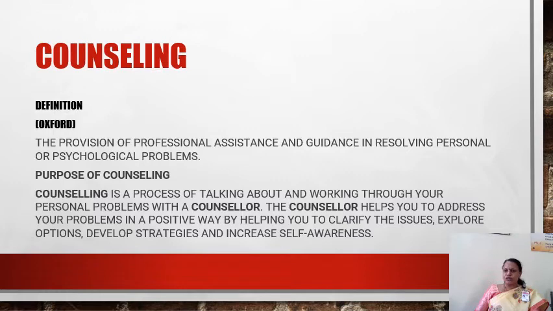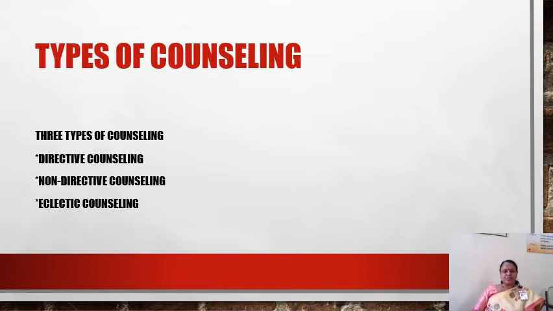In counseling there are two sets of people involved in this process. The first person is the counselor, the professional person who will be rendering the counseling, and the second person is the client or the counselee, who will be getting the help from the professional counselor. So now we are going to discuss the types of counseling.